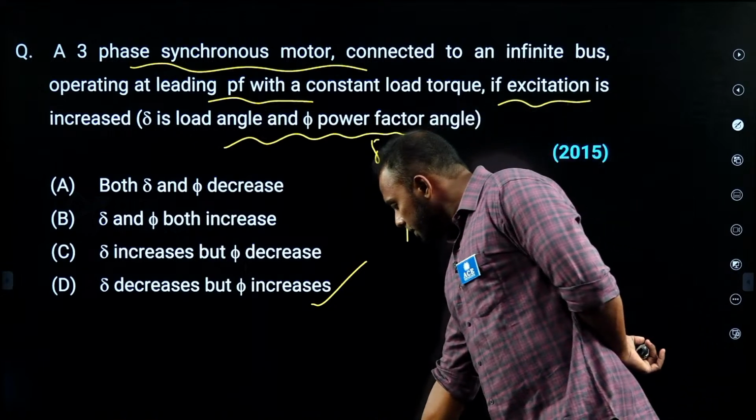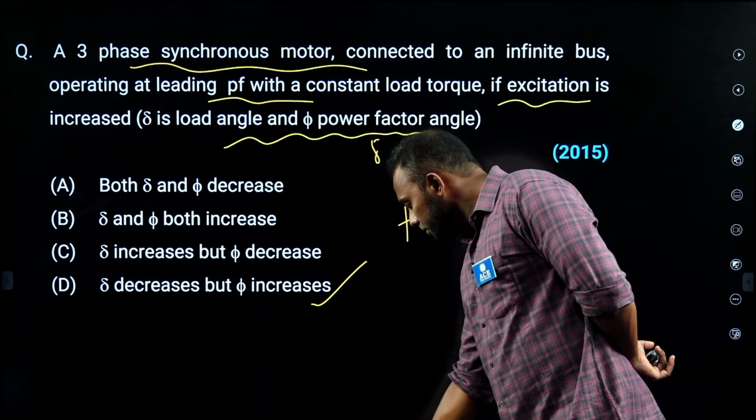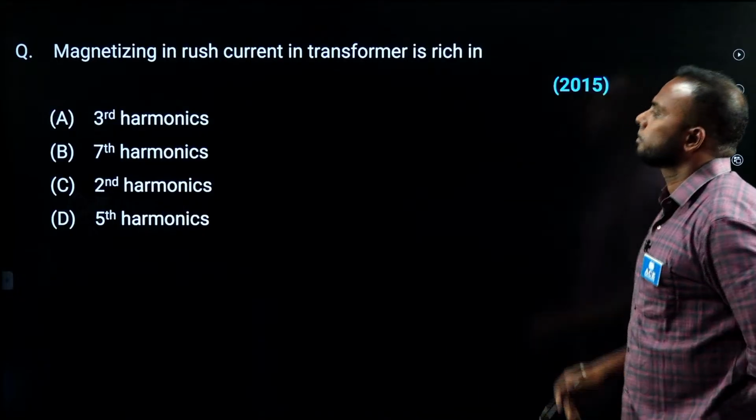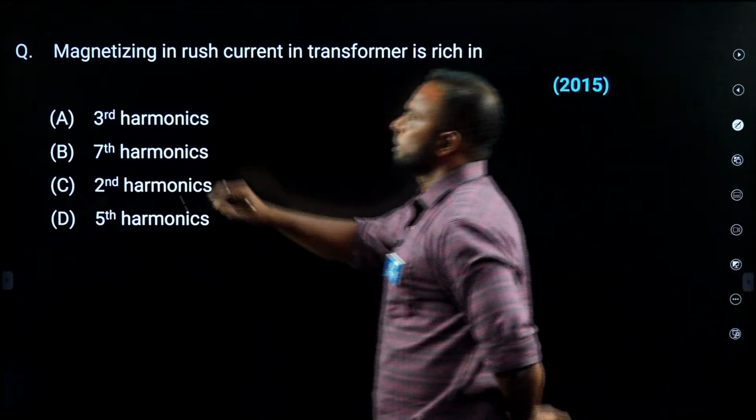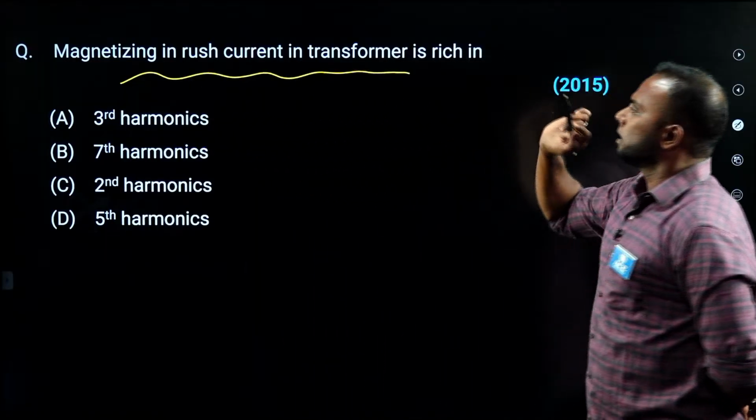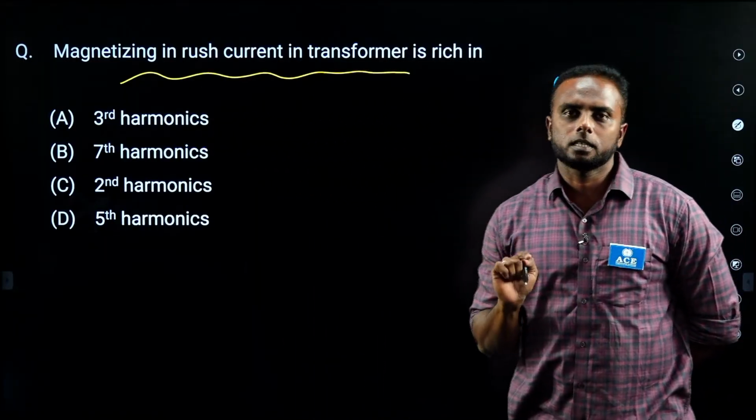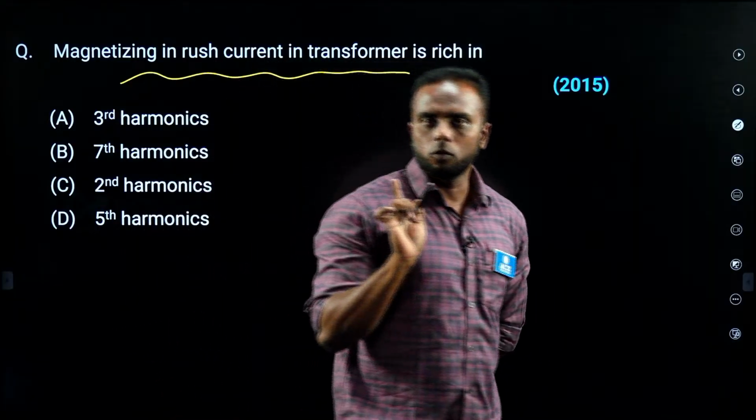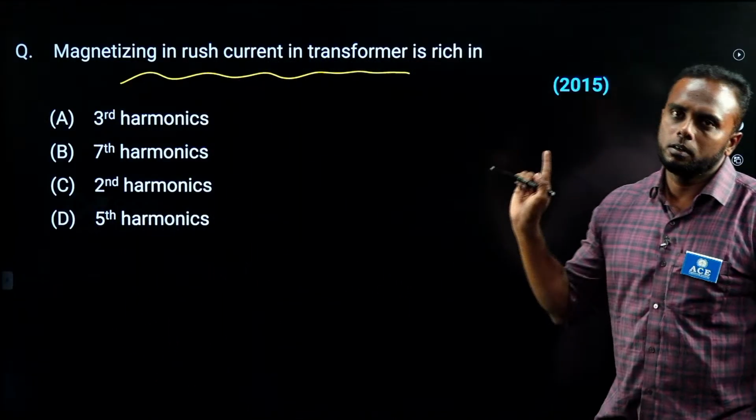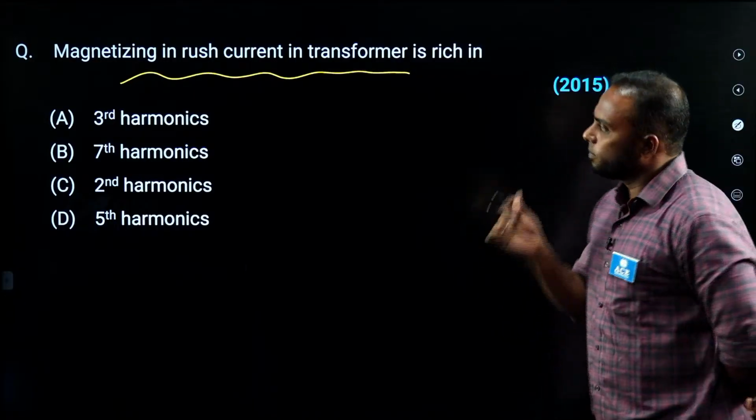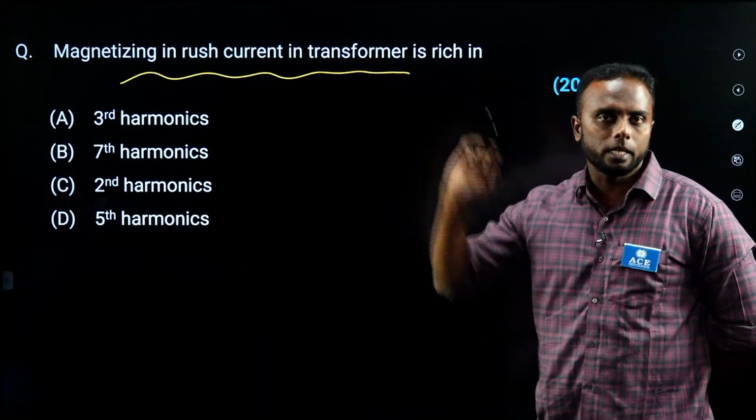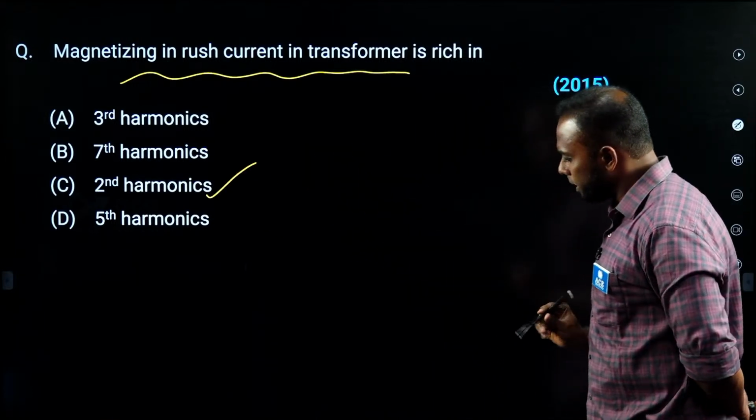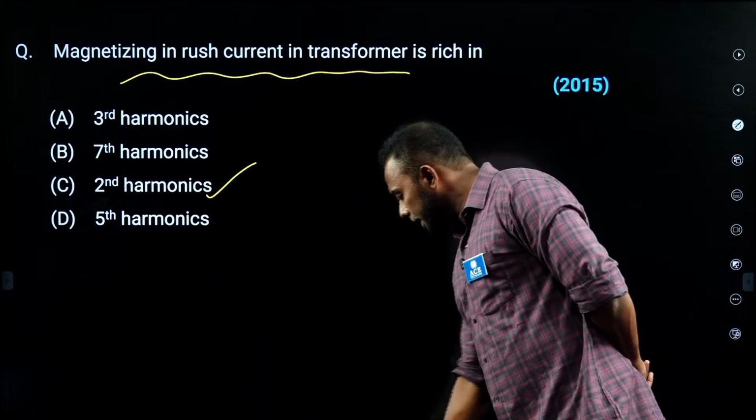Okay. Next question. Read this question. Magnetizing inrush current in a transformer is rich in dash. Magnetizing inrush current will flow during switching transients in a transformer. Whenever the switch is closed at the voltage zero point, it will draw very high magnetizing current. That current only we call magnetizing inrush current, which is an unsymmetrical current. In that, the second harmonic is the most dominant. Right. Next.